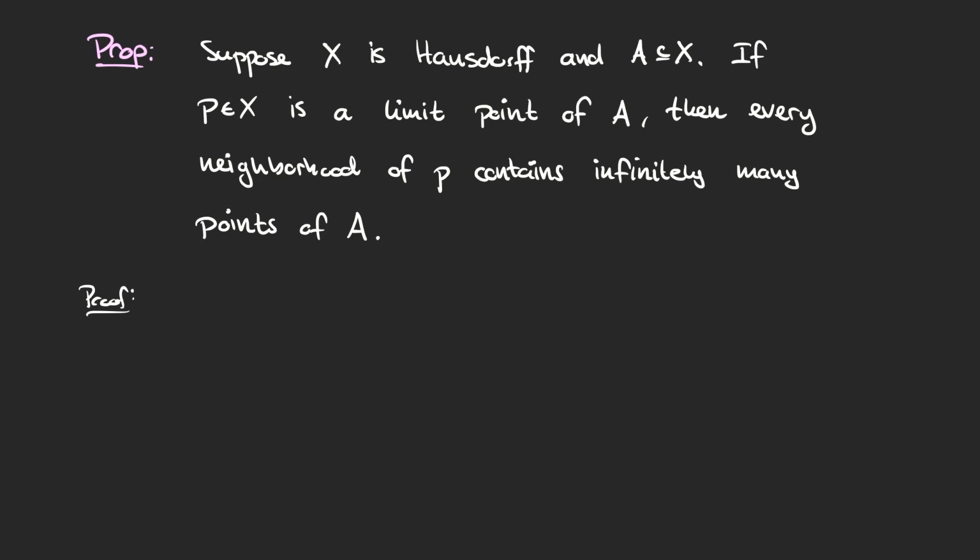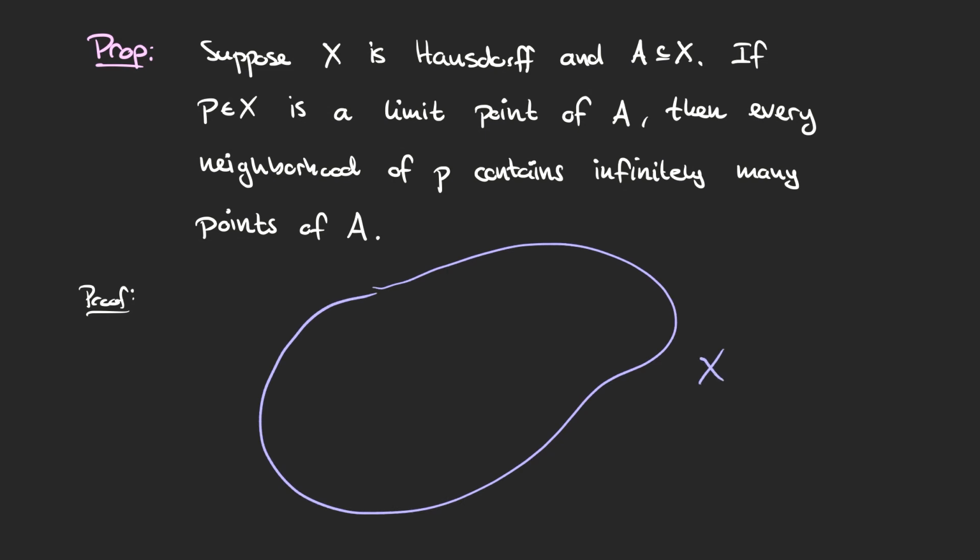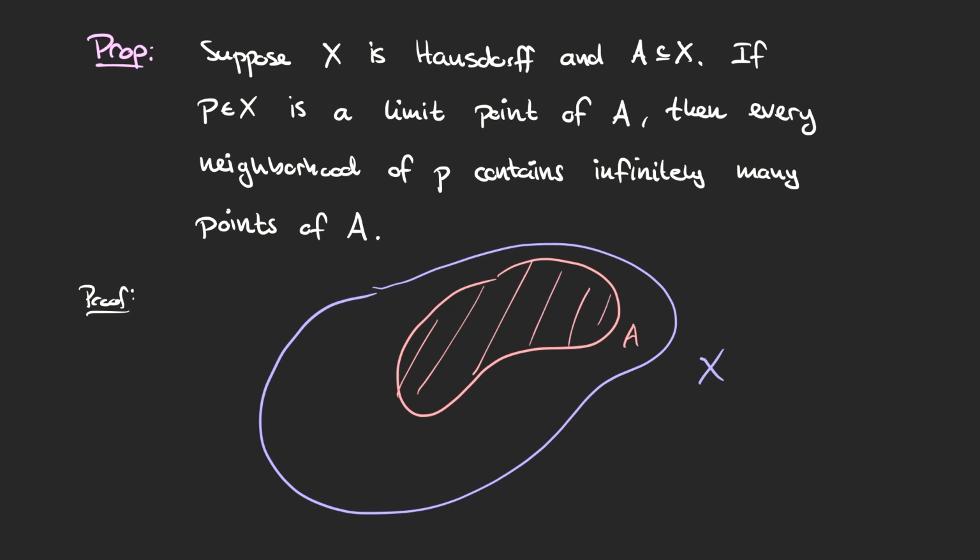Rather than writing down the entire proof formally, I'm just going to illustrate it in terms of this picture. So here we have our Hausdorff space X, and we have some subset A of X, and this subset has some limit point P. Now, we want to show that every neighborhood of P contains infinitely many points of A. So we start by choosing some arbitrary neighborhood of P, which I'll call UP. Now we need to show that this neighborhood contains infinitely many points of A. And we'll do so by constructing a sequence of distinct points of A that are all contained within this neighborhood.